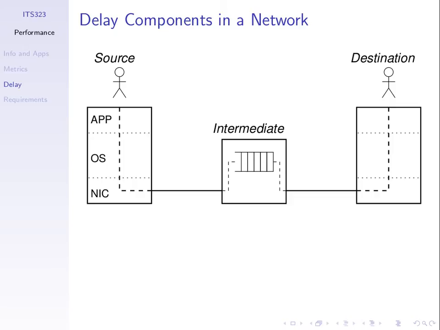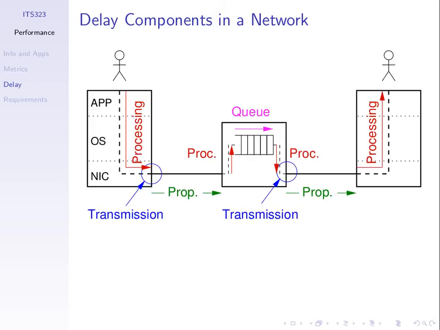In the best case, it doesn't have to wait in the queue. It goes straight through. But sometimes if this device is busy, the data will have to wait. Then it's sent on to the destination. So we have similar concepts. Processing at the source computer. Then transmit the data onto the link. Signal propagates across that link. Arrives at the intermediate system. There's some processing as it arrives. And then the data is put inside a queue, waiting to be sent across the next link.